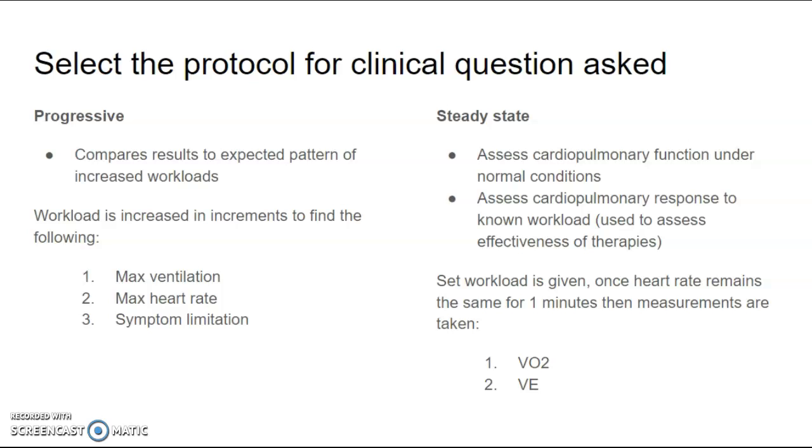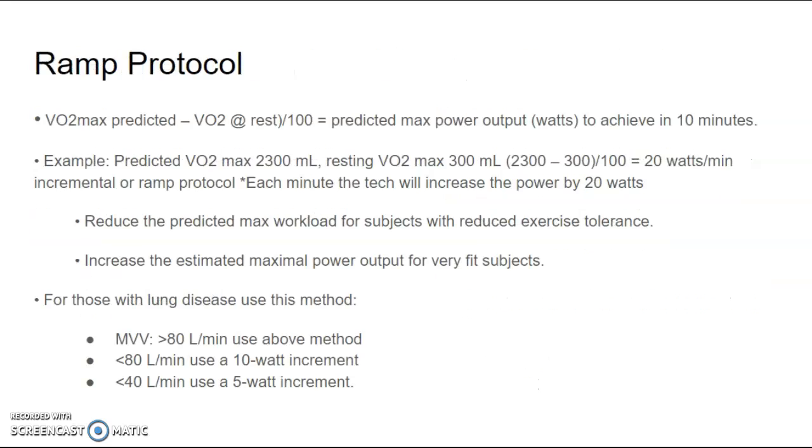With a steady state exercise test, a set workload is given. And you're not necessarily going to change the workload. You're going to set it, say maybe at 10 watts or whatever. And then once you find the heart rate remains stable for 1 minute, then you're going to measure the VO2 and the minute ventilation. So again, depending on what you're trying to find out about the patient, that is going to determine which type of exercise test you will select.